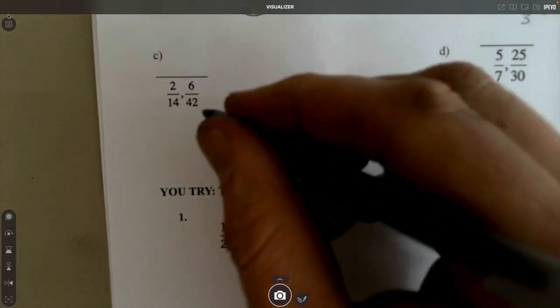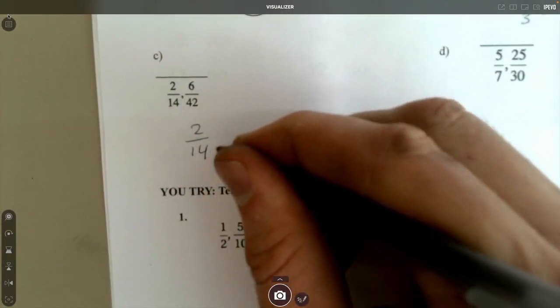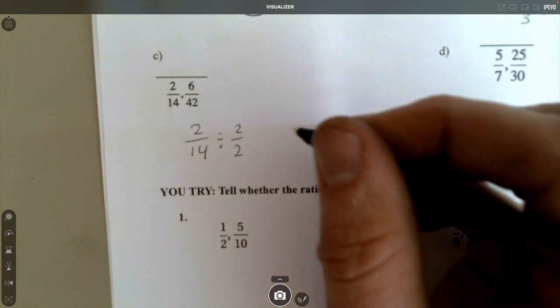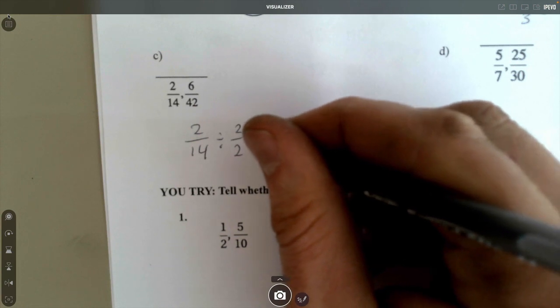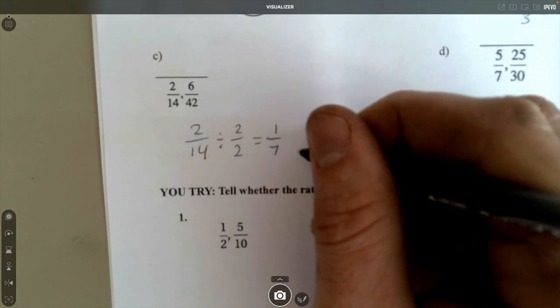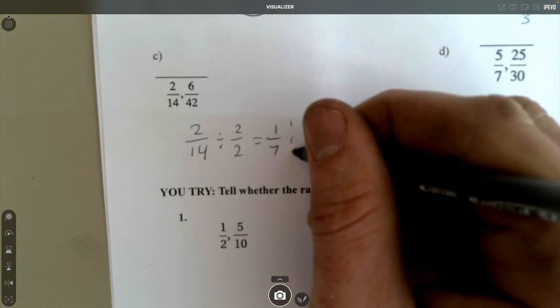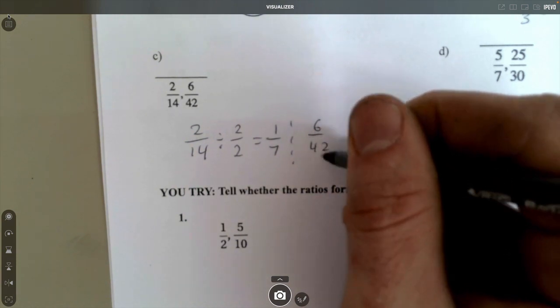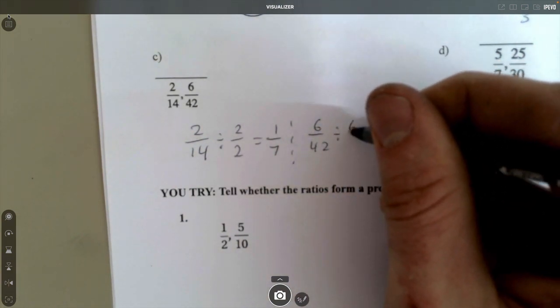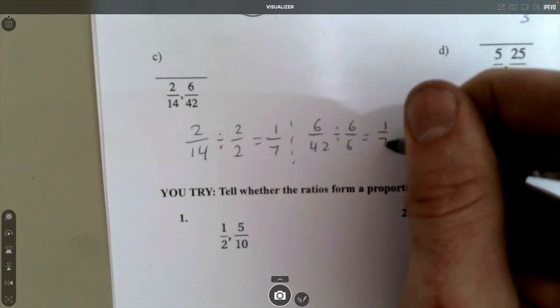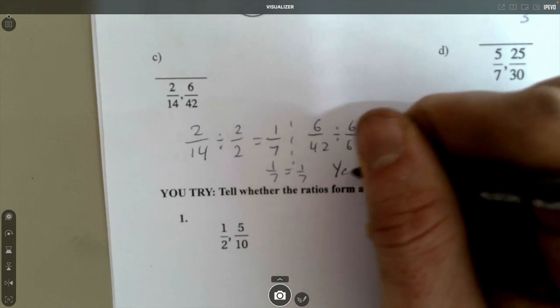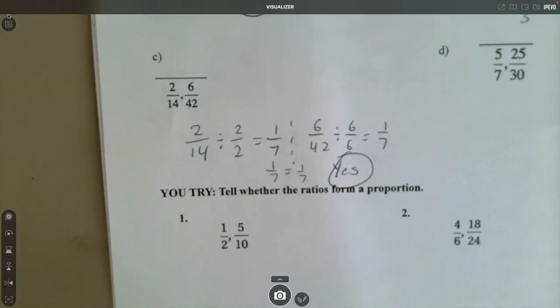Let's try 2 over 14. Simplify that. 2 can go evenly into 14 and 2, so let's use the top number. Let's try 6 over 42. Let's see, 6 goes into both as well, so let's use the top number. 1/7 equals 1/7. Yeah, those are proportional.